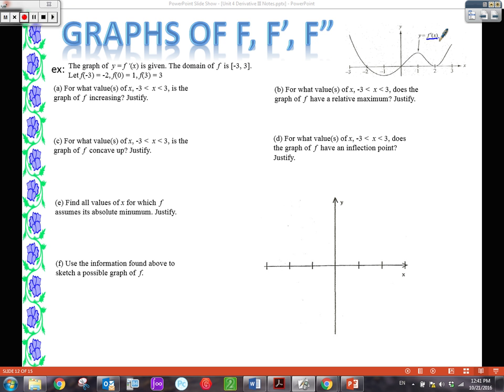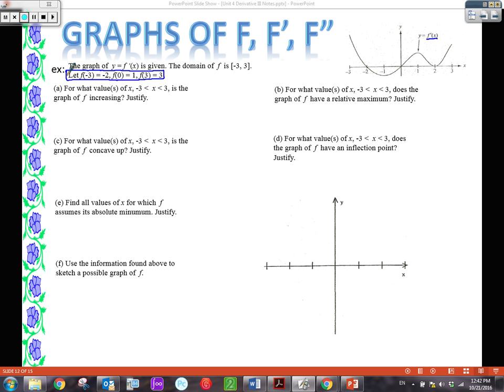Let's see, and then they gave us some function values. Right now we're really not sure what to do with these, so I would just box them so I remember that they're there and then go back to them when I need them. I don't know what they're for yet, but I'm sure we will find out. Then what I would do is step back and look at the kinds of questions that were being asked: increasing, concavity, maximums, inflection points.